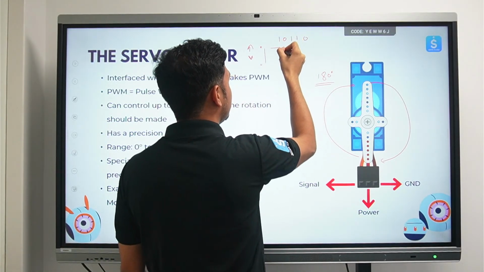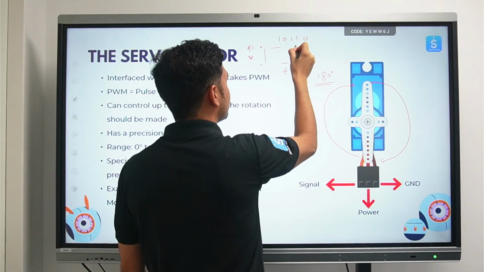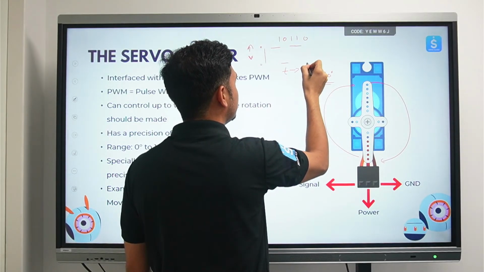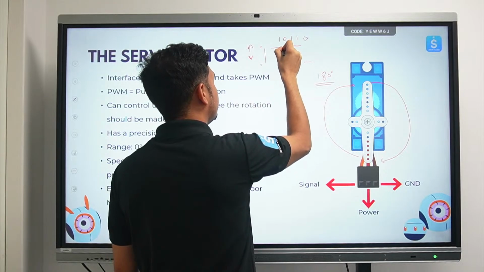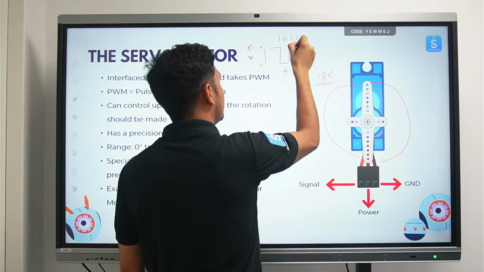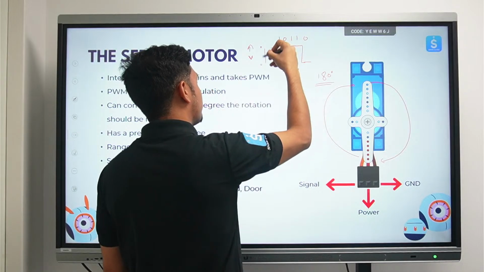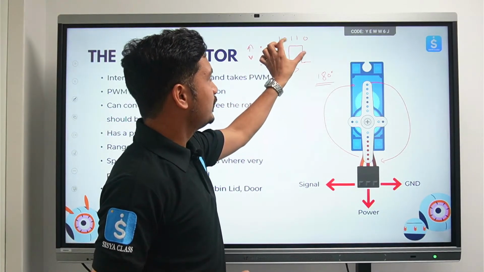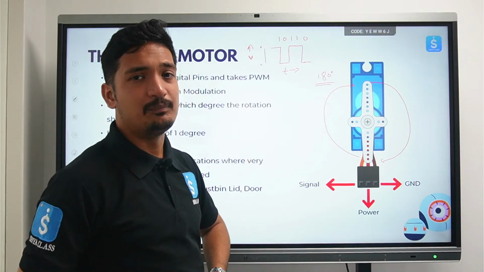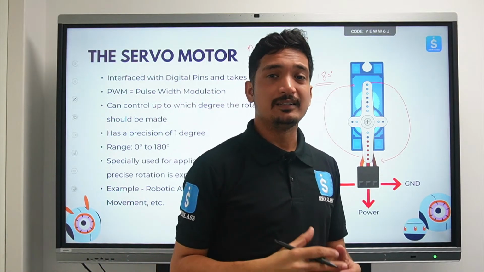So we have high voltage, so 1, low voltage over here, then again high voltage, and again high voltage, then low voltage. Now if you connect all of these, you will see that this is how the wave will look like. This is how the graph will look like. And now if you see, the width of this pulse is modulated, as in it is different.